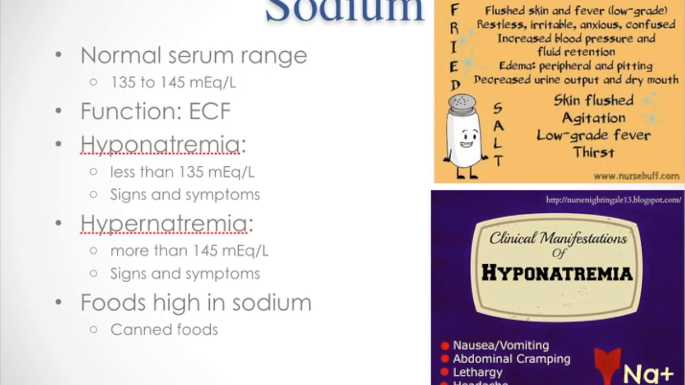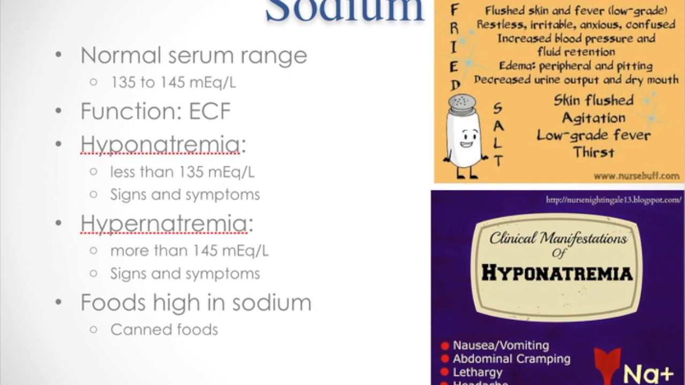The next electrolyte I'd like to talk about is sodium, and its normal range is 135 to 145. It functions in the extracellular fluid, and if you have low sodium or hyponatremia, you could have signs and symptoms such as nausea, vomiting, abdominal cramping, lethargy, headache, and that could progress to seizures, respiratory arrest, or even coma.